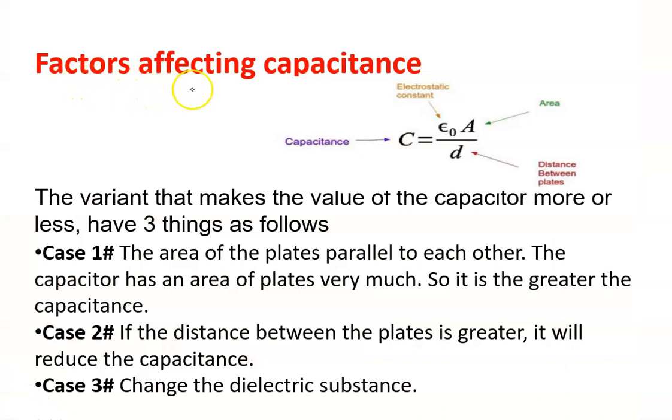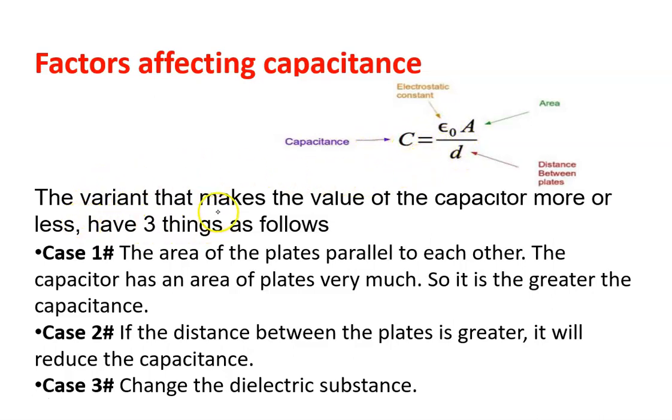Next is which factors affect capacitance. The formula that we have already derived is C equals epsilon naught A upon D. So there are three factors that will affect the capacitance. First one is area, second one is the distance between the plates, and epsilon naught. Epsilon naught is basically the medium between the plates. It may be some dielectric, and epsilon naught means air is between the plates of the capacitor.